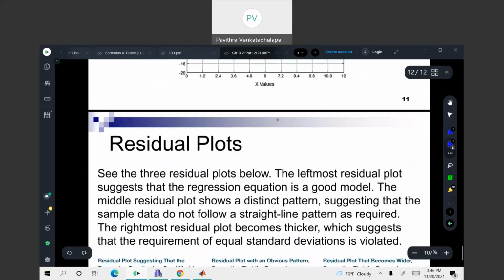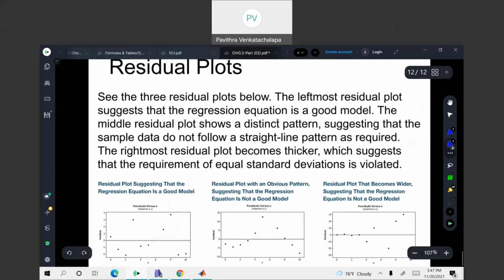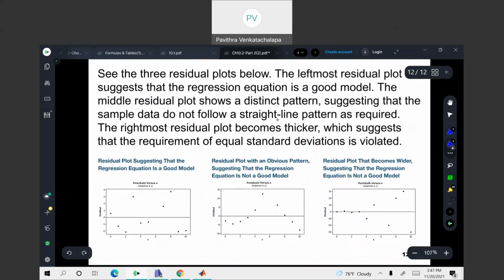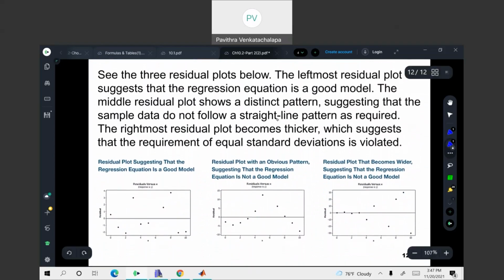Okay. Now, you have certain examples here, and this will help you to find whether it's a good model or not. Now, the first graph is a good model.